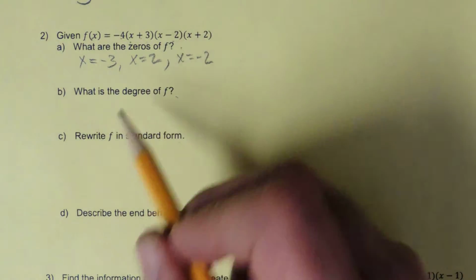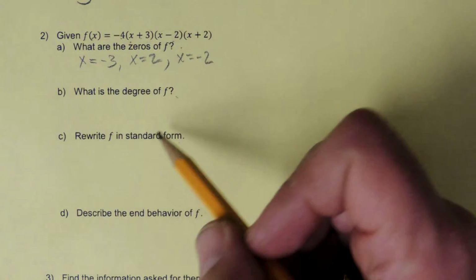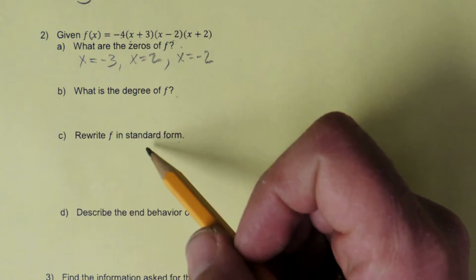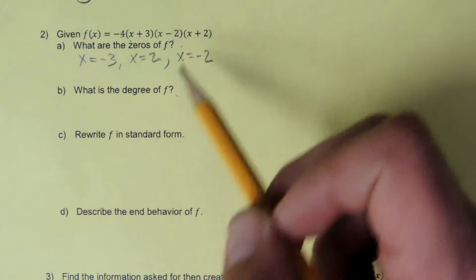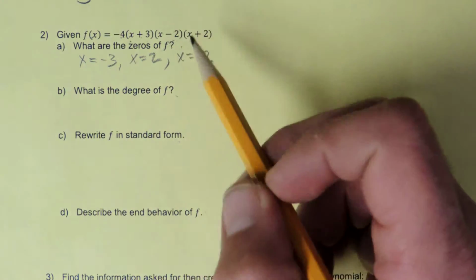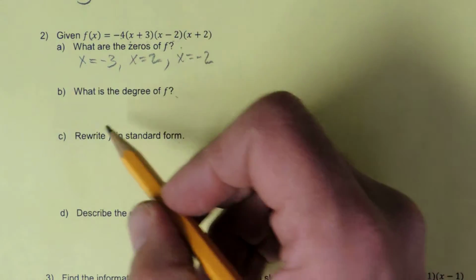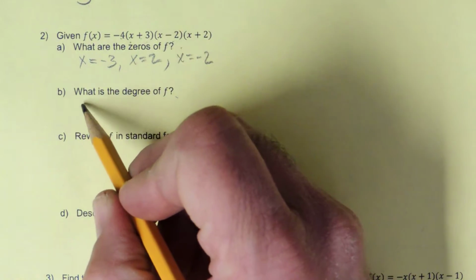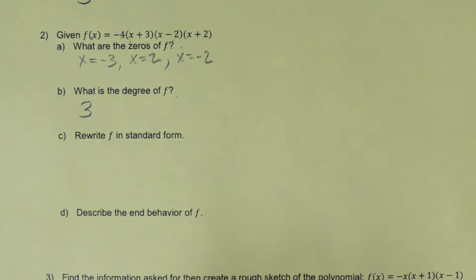Okay. The degree of f. When I rewrite f in standard form, I'm going to multiply all these together. I'll end up multiplying 3 x's together. My maximum exponent is going to be x to the third, so my degree is 3.